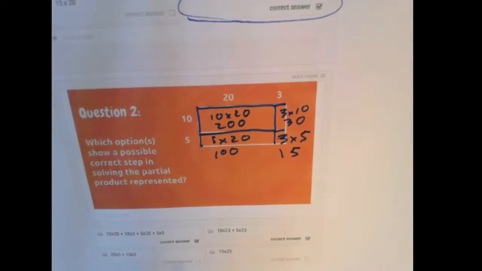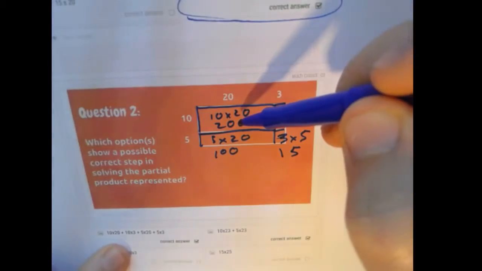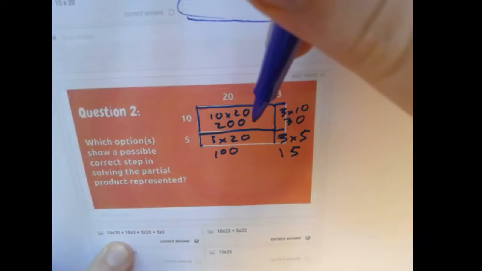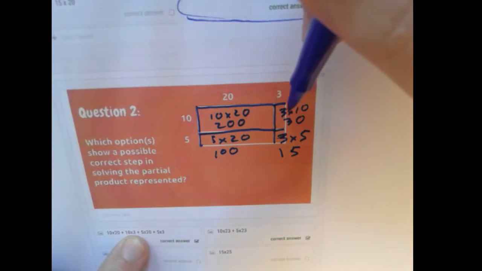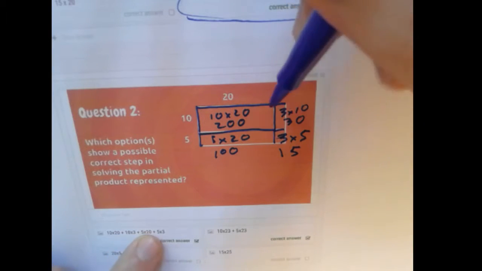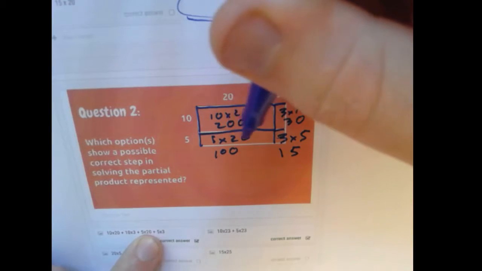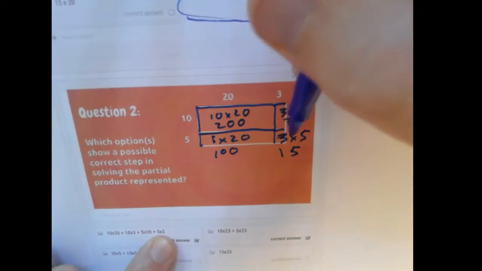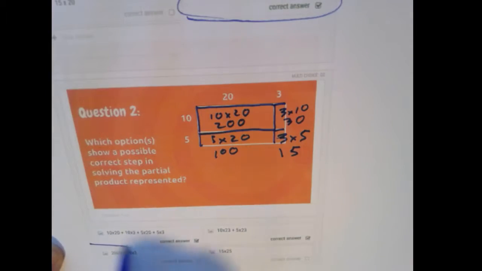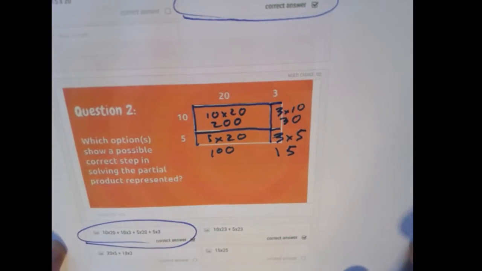Okay, so which of these could potentially be used as correct steps in solving this? So here we have 10 times 20, so that would be the biggest of the 4 smaller rectangles. 10 times 3, that's the one there. 5 times 20 is this flat one here, and the little one 5 times 3, or 3 times 5. So this is one possible combination.